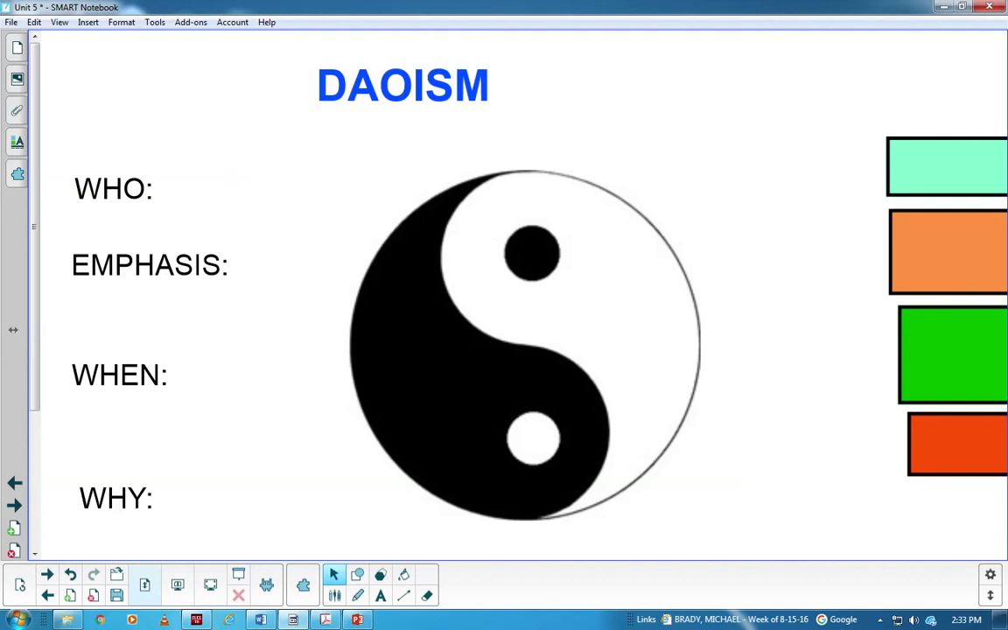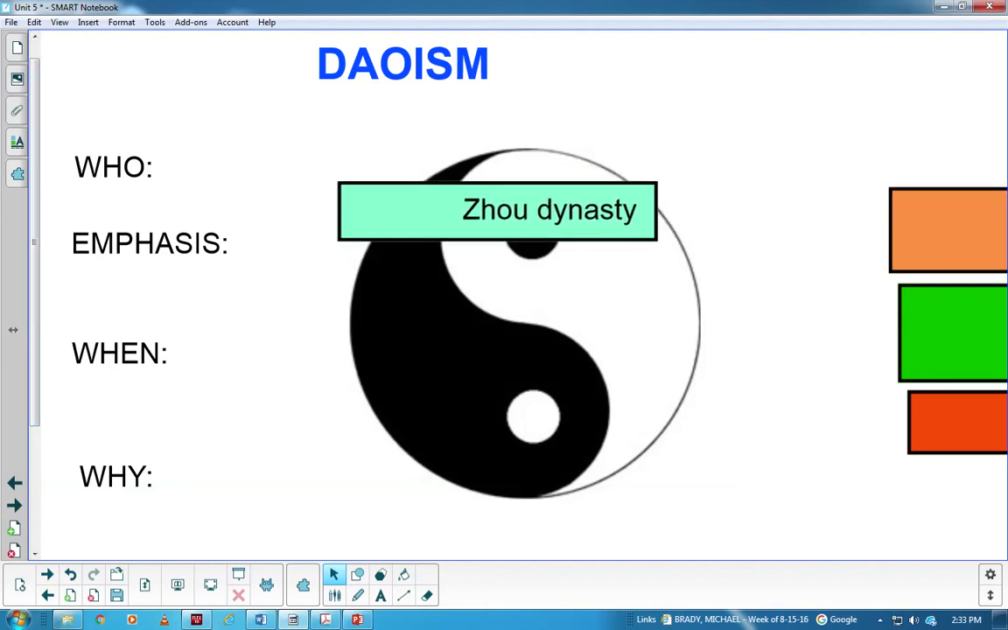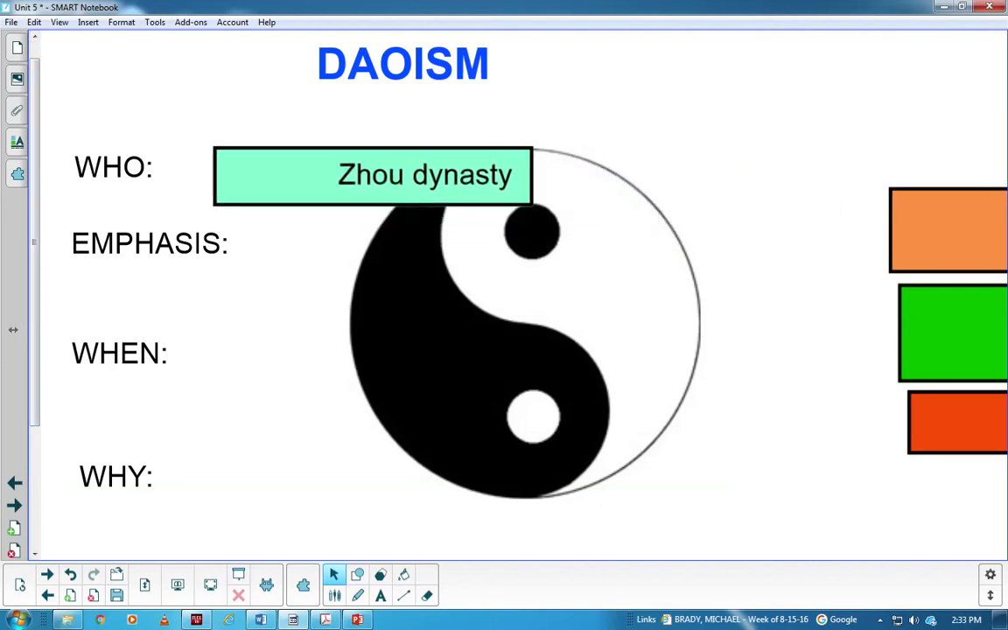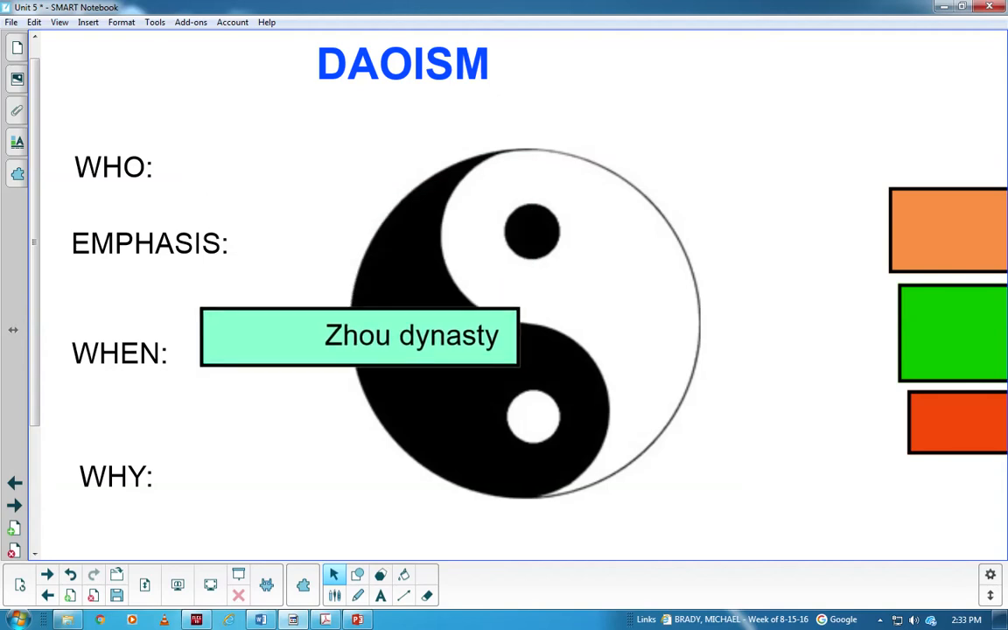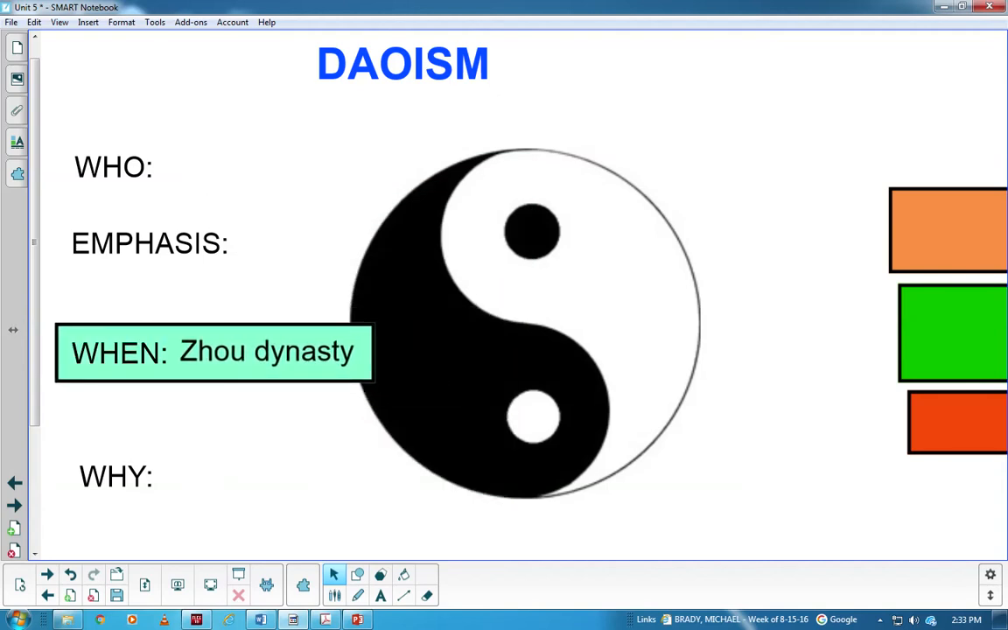Okay, sorry about that confusion there. Let's pull one of these out and see which it matches. We're looking for the who, the emphasis, the when, and the why. Is that the who? Zhou dynasty. Is that the who, the emphasis, the when, or the why? Well, that would be the when. When did Taoism arrive? It was during the Zhou dynasty.